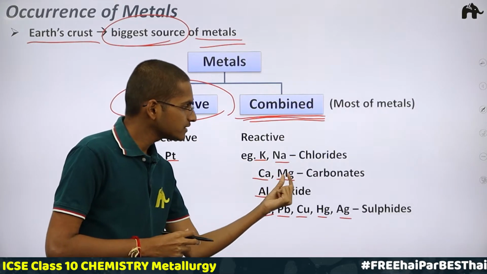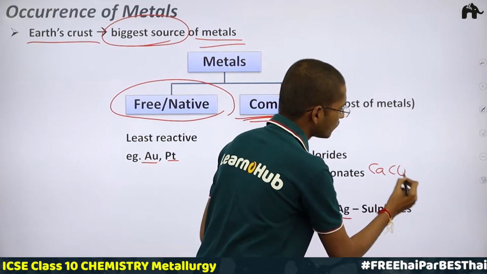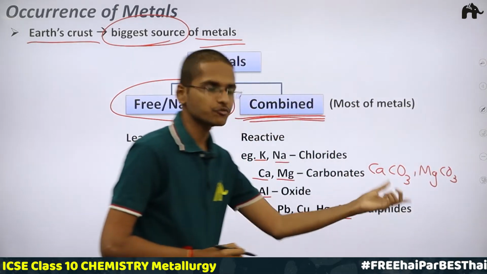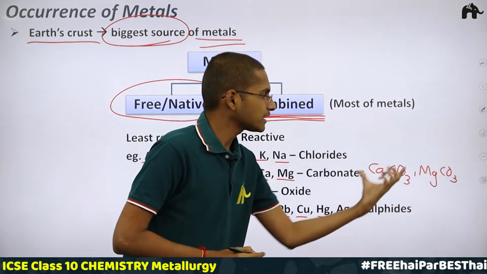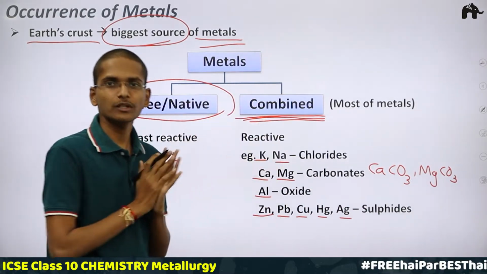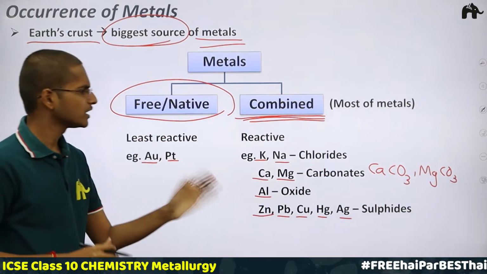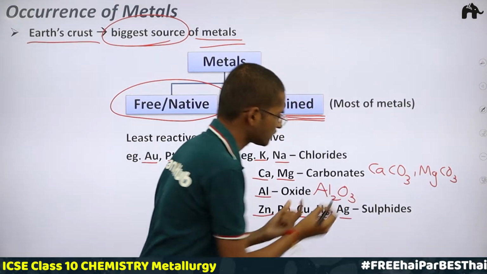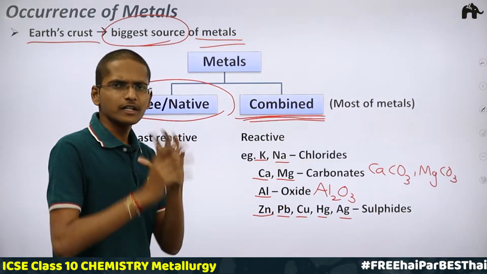Similarly, calcium and magnesium exist as carbonates, which means they are found as calcium carbonate and magnesium carbonate. So calcium and magnesium associate with carbon and oxygen and form carbonates. You cannot find calcium and magnesium free in nature, just like gold and platinum. In this way, aluminium exists as its oxide, Al2O3. This is called alumina. Very important. We are going to study this in much more detail.